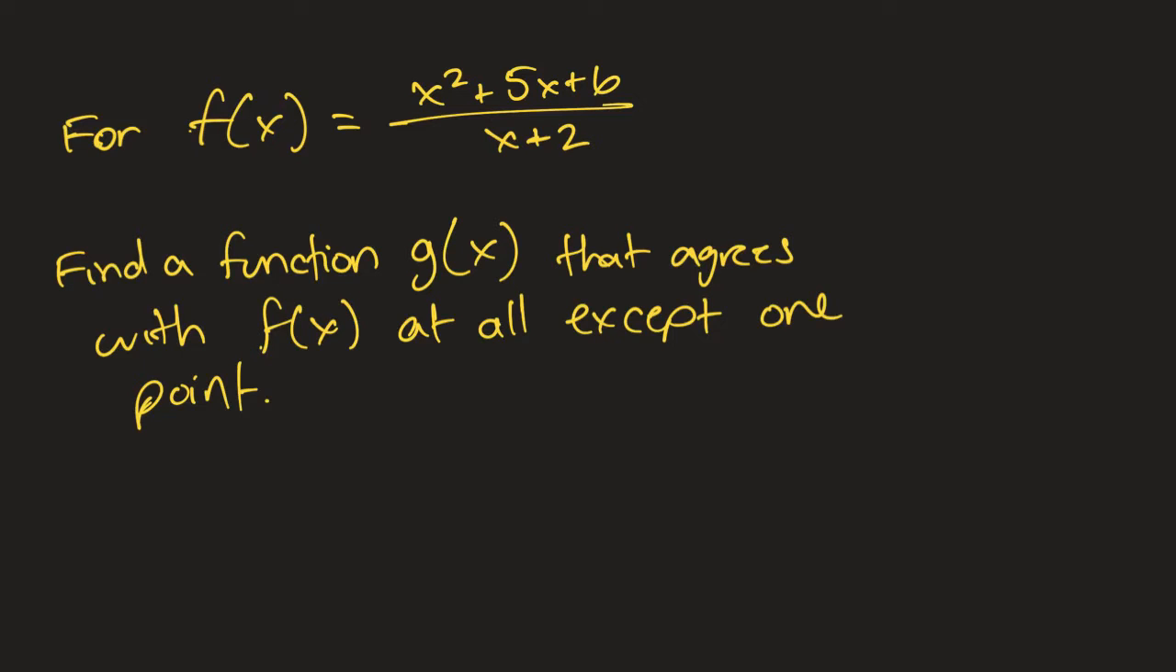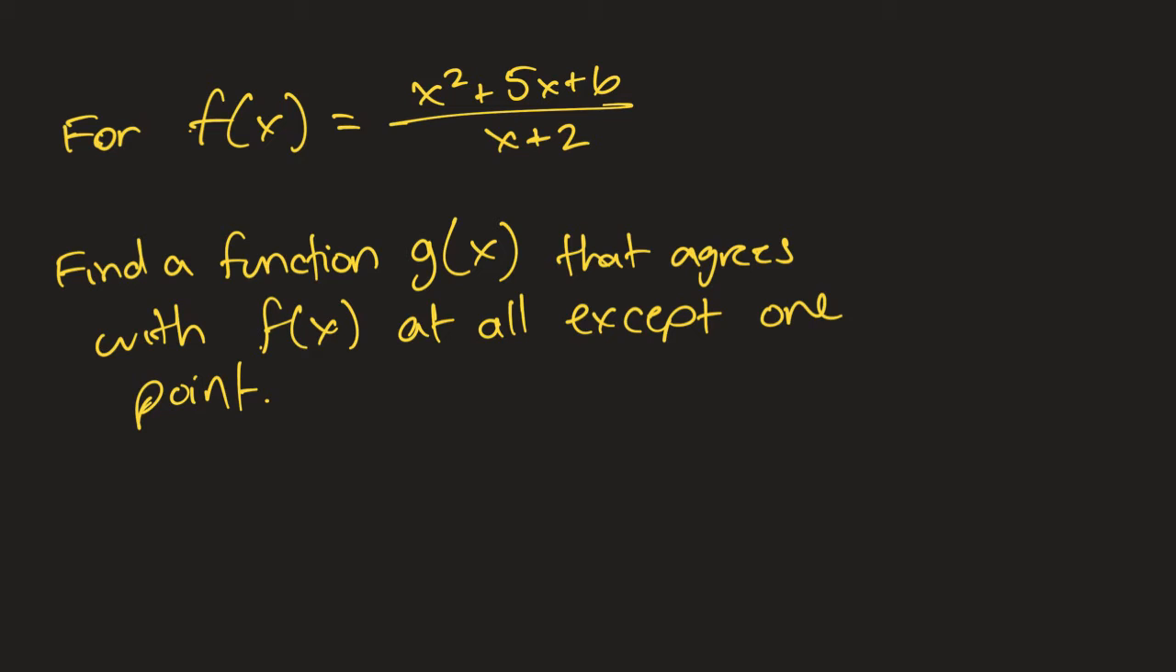All right, so I want everyone to see a problem like this. It looks slightly different than what we've been doing, but this is a notation that will show up and it is on the test, and I just wanted to make sure that we have it down. They give us this function f of x, and we want to find a function g of x that agrees with f of x at all spots except for one point.